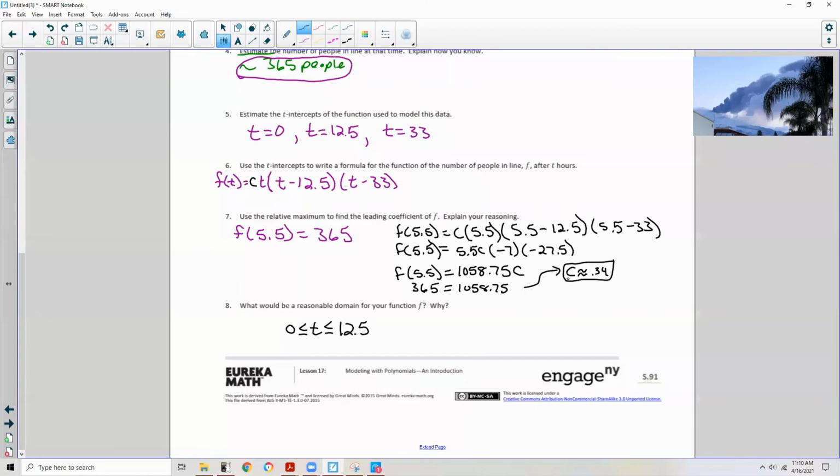Okay, and I misspoke here. Looking back at this, it says using relative maximum to find the leading coefficient of f. This is the leading coefficient. So that would be 0.34 times t minus that times t minus that. All right, leading coefficient of 0.34.